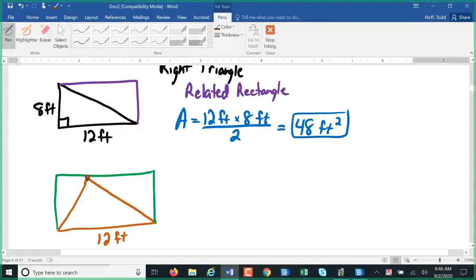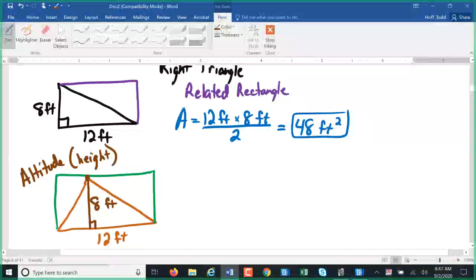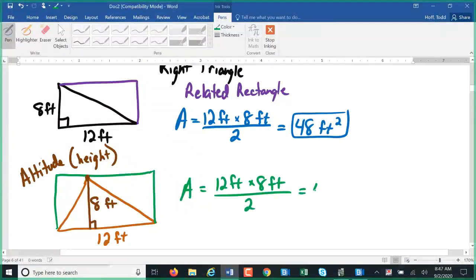From this corner that's the furthest away from the 12 feet, down to the 12 feet at a right angle. That dimension is called an altitude, or often just referred to as the height of the triangle. Well, if that is 8 feet, you'll notice my related rectangle in green there is still 12 by 8. So the area of that rectangle is still 12 feet by 8 feet. So the area of the triangle is 12 feet by 8 feet divided by 2, or still 48 square feet.